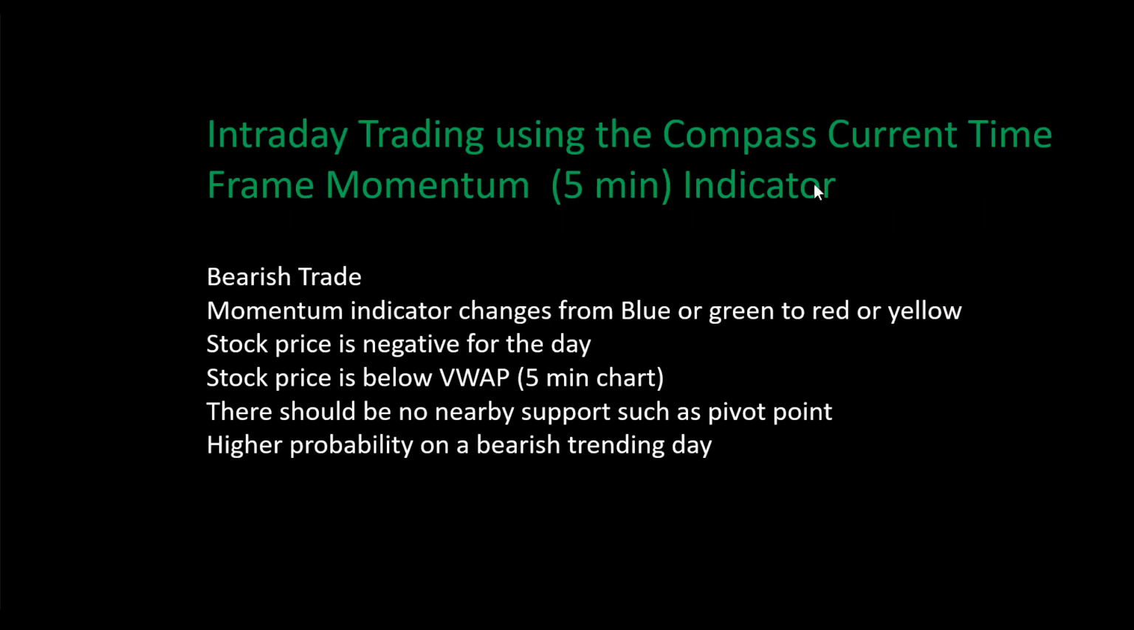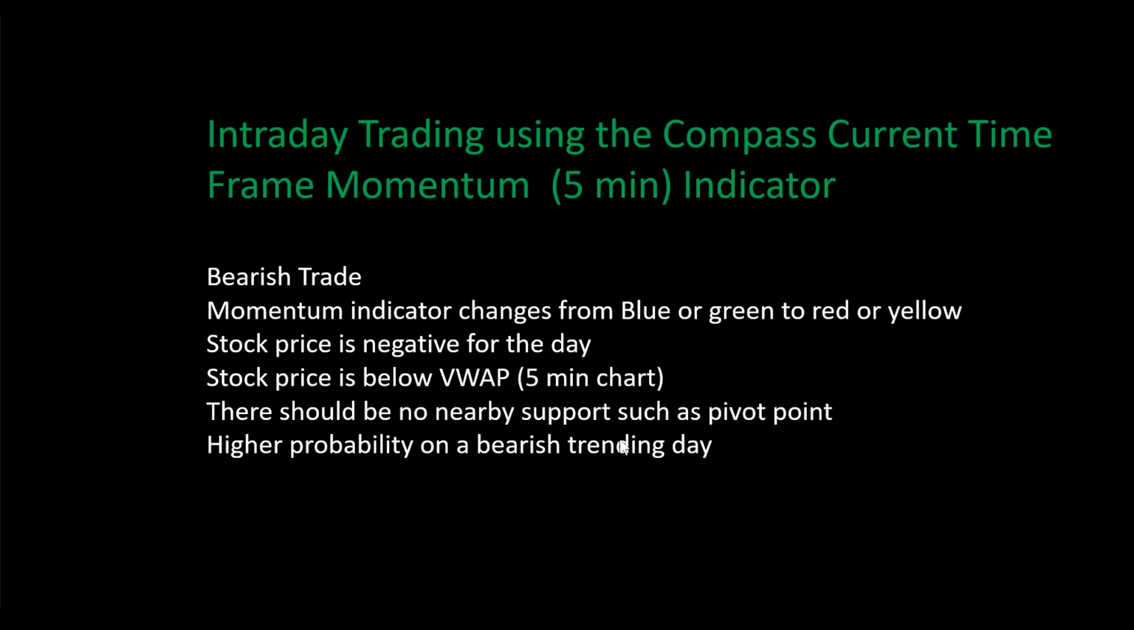Now using it for bearish trades, same thing. The momentum indicator changes from blue or green to red or yellow. All right, so that's important. The stock price is negative for the day. We don't want to be going short a stock that's bullish on the day. The stock price must be below the VWAP on the 5-minute chart.